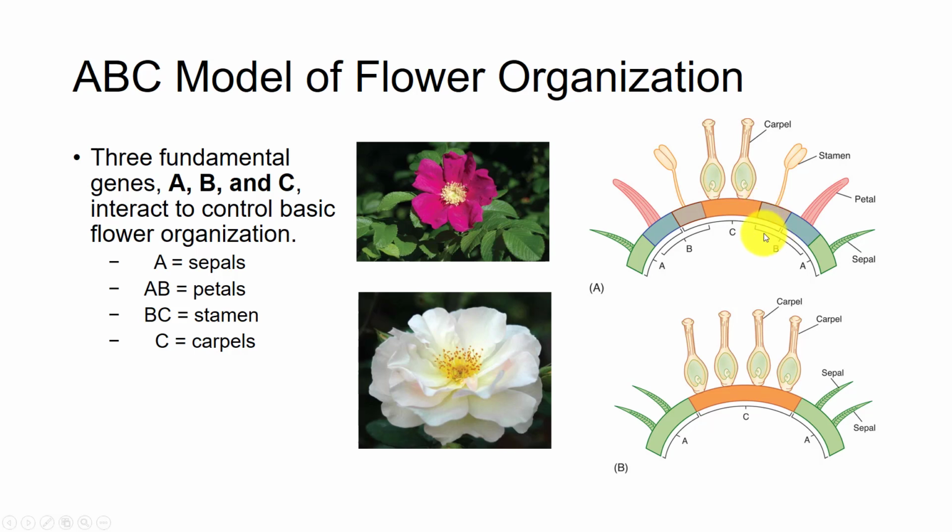then the floral apex has only 2 zones. One controlled by gene A produces 2 whorls of sepals, and the one controlled by gene C produces 2 whorls of carpels. If gene B is inactivated, then the floral apex does not produce either petals or stamens.